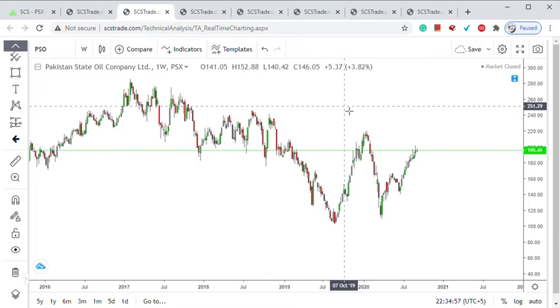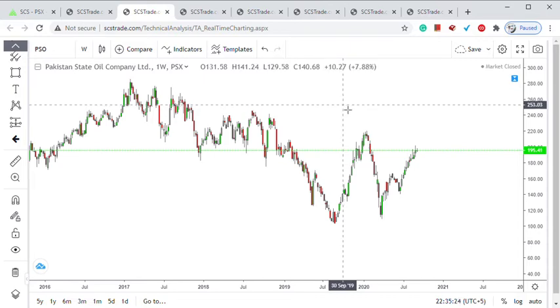Today I'm going to be analyzing Pakistan State Oil, PSO, for long-term investors, short-term investors, and retailers, intraday traders. By using the least number of indicators just for confluence, rather using the key levels of support and resistance and trend lines, let's jump onto the bandwagon of trend lines.